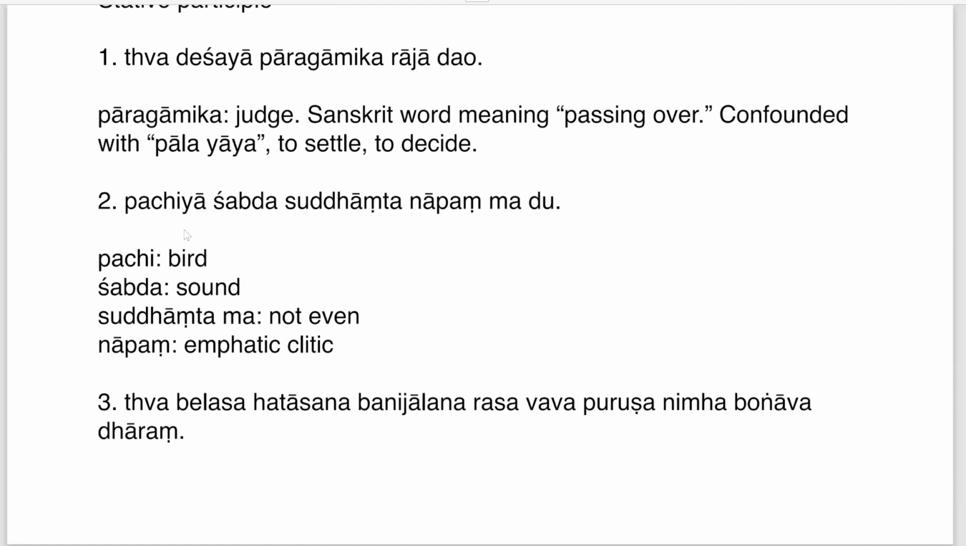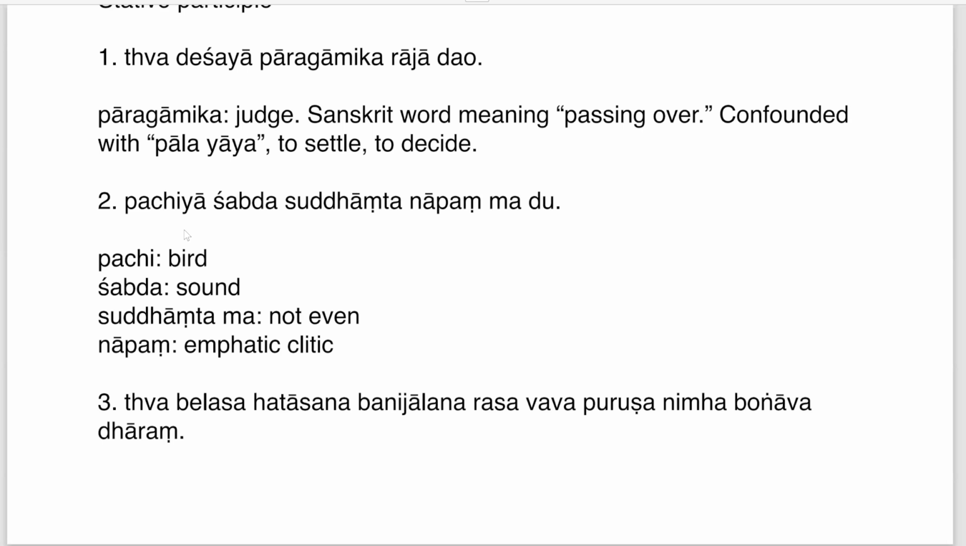Yeah. So bird, genitive, sound, so the bird's sound. Did not have any sound at all. It didn't make any sound at all. Madu. So do is the to be. It's the state of. So did not was.